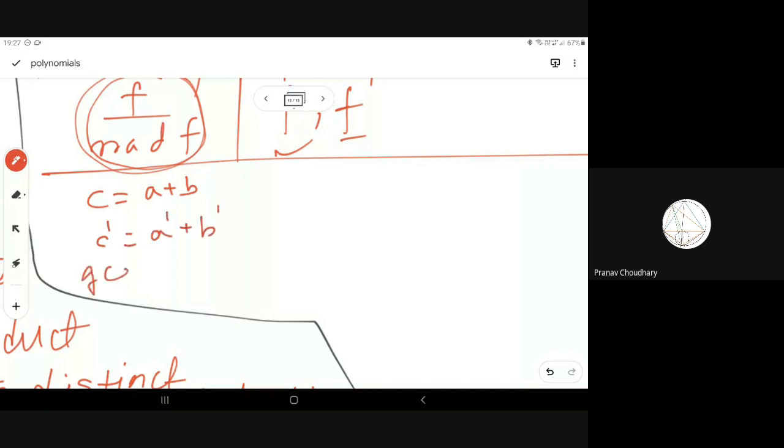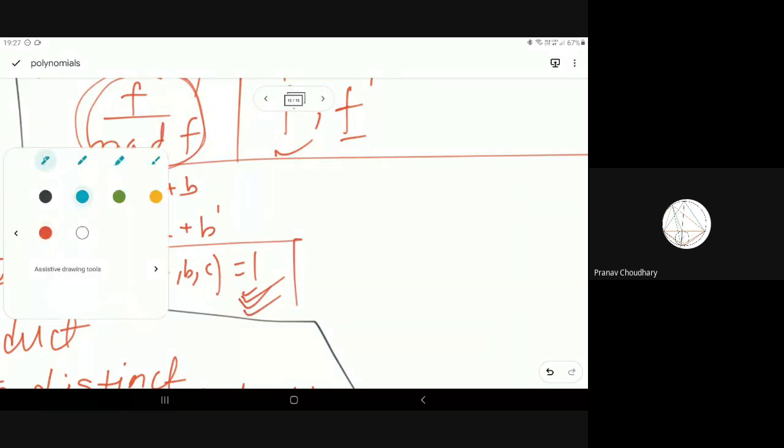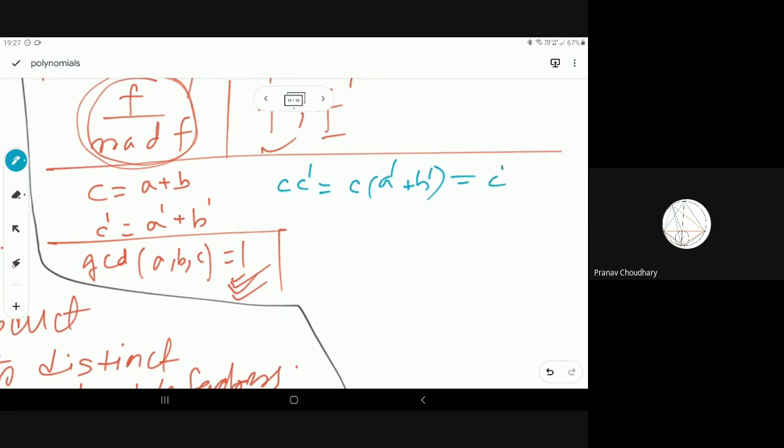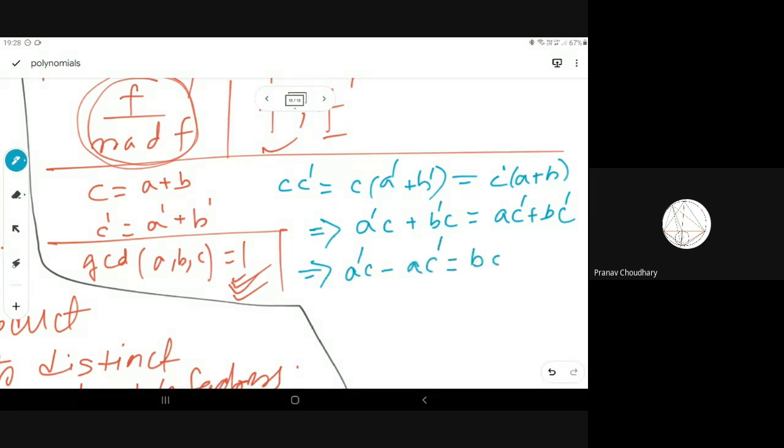Also recall that gcd of a, b, c equals 1. This is an important condition and we will exploit it as much as we can. Firstly, write c' in two ways. You can write this as c into a' plus b', and you can also write this as c' into a plus b. So what does this give you? a'c plus b'c equals ac' plus bc'. So you have a'c minus ac' equals bc' minus b'c.